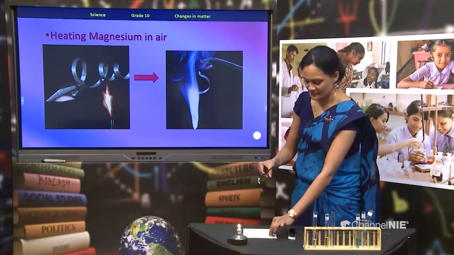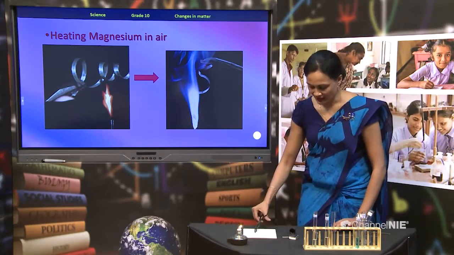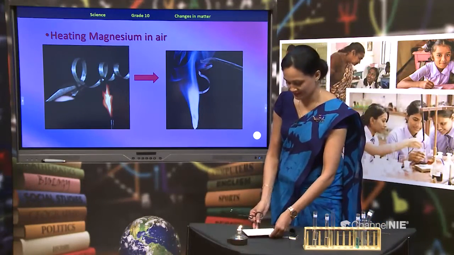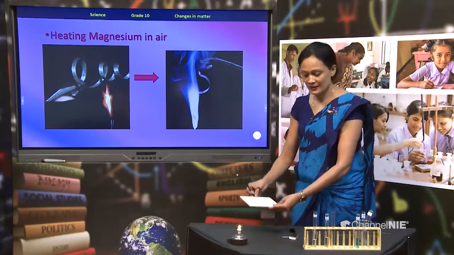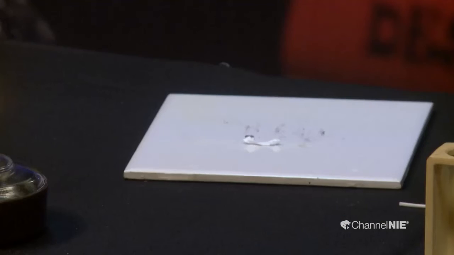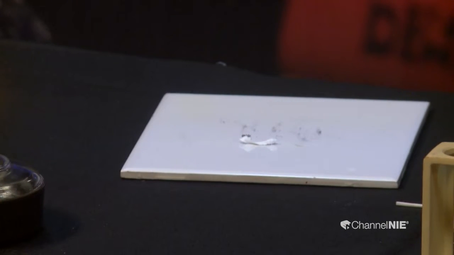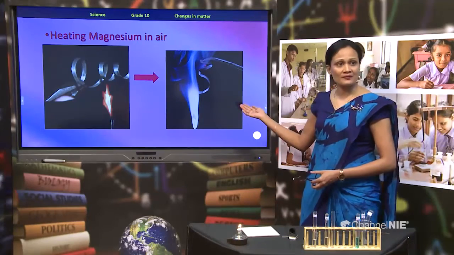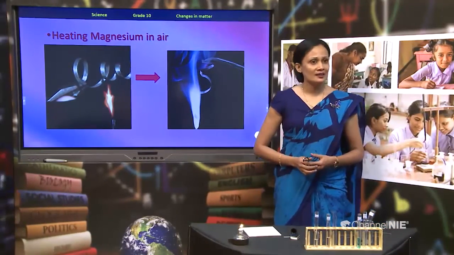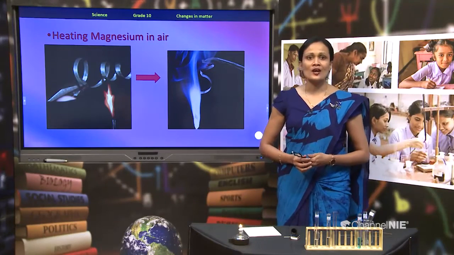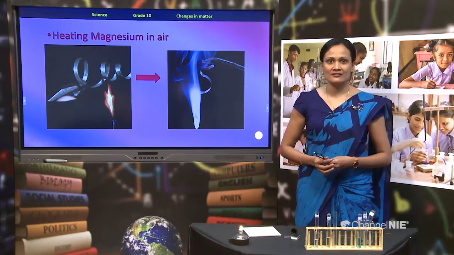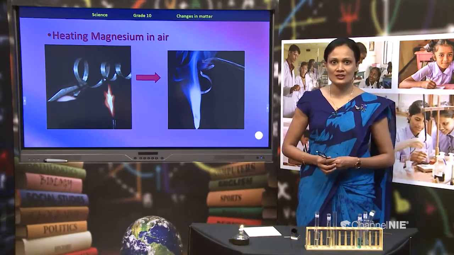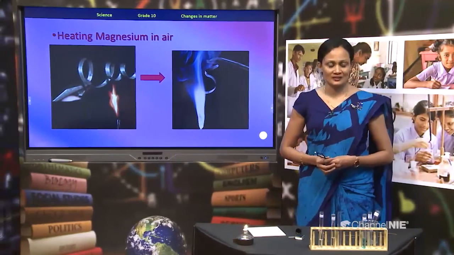Here you can observe it burns with a bright white flame. And look at this, there is a white colored powder remaining here. Then what happens here? Magnesium reacts with oxygen and forms its oxide. Okay, I think you observed it well. So now I am going to do another activity relevant to chemical changes. Okay children, let's do it.